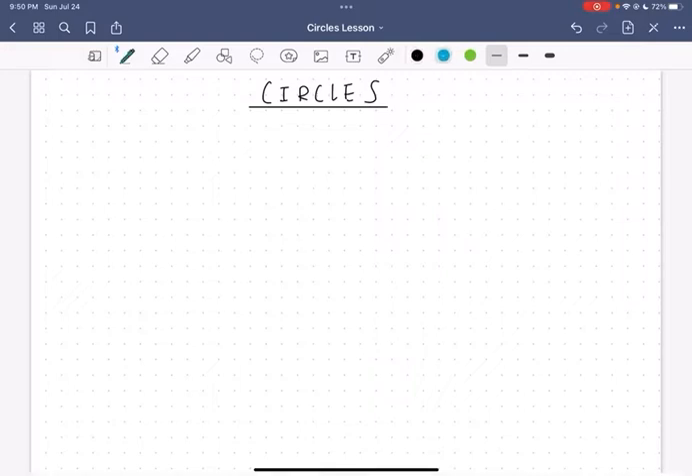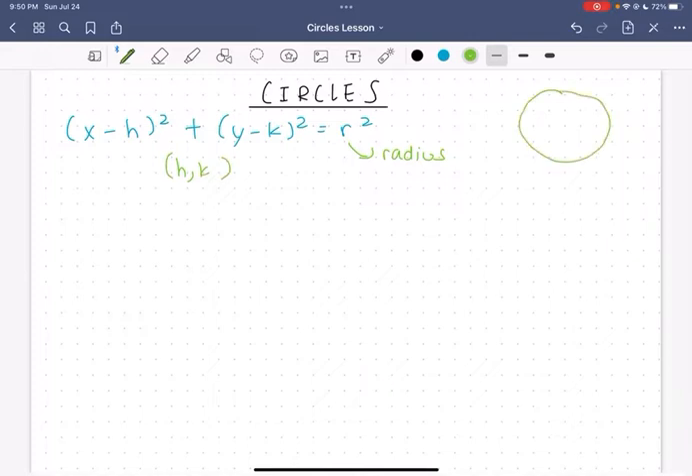write the circle equation. So it's x minus h the whole squared plus y minus k the whole squared equals r squared, where r is a radius and h comma k, here's my very bad circle, h comma k is the center. Does that make sense?